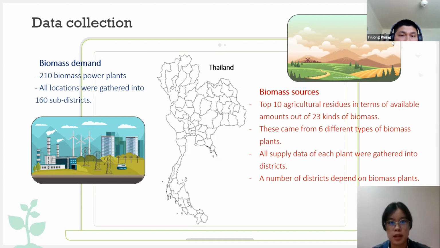Another one is the supply of biomass and available locations: the top 10 agricultural residuals came from 6 different types of biomass plants: sugarcane, rice, oil palm, maize, cassava, and rubber wood. All supply data were gathered into districts. A number of districts depend on plants. The biomass potential of each type to produce electricity was also collected to evaluate the amount of use and cost.